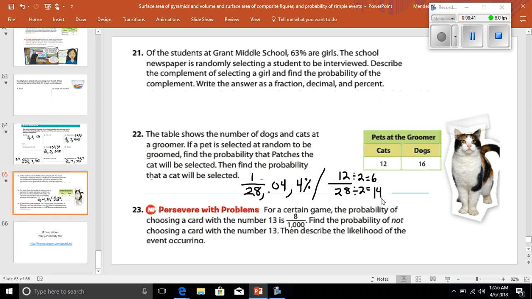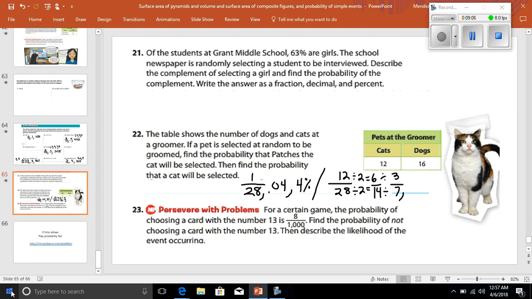Now we can go ahead and say that 6 does not go into 14. Half of 6 is 3, though. Half of 14 is 7. So we can go ahead and divide these both by 2 again. And that will give us 3/7. And that will be our fraction now. Can't reduce that anymore. And what is going to be our decimal?